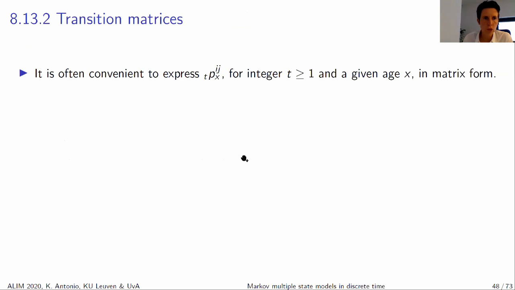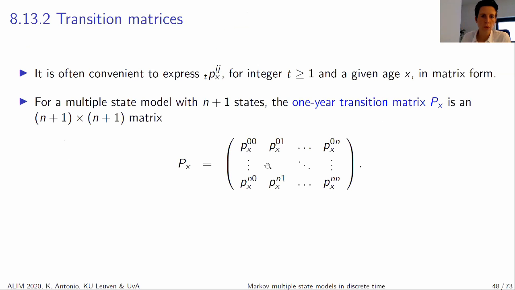What else is there to say? Yeah, we can write this down in a slightly different way, in the sense that we can work with matrices to go from the one-year probabilities to multi-year probabilities. So how do we do that?